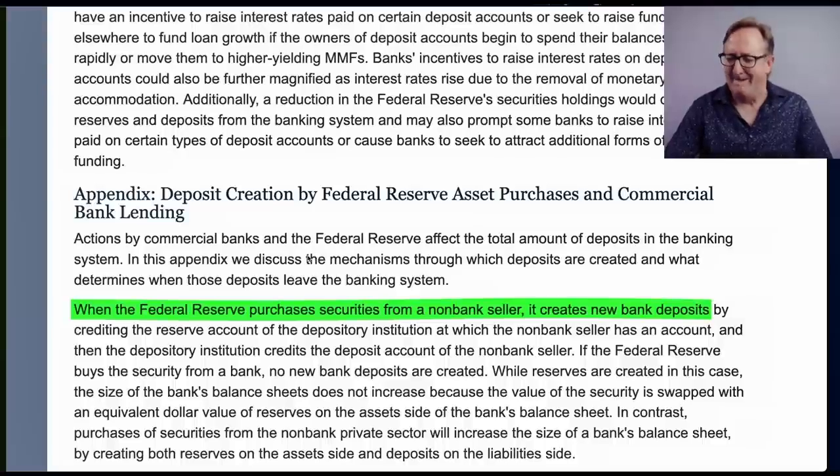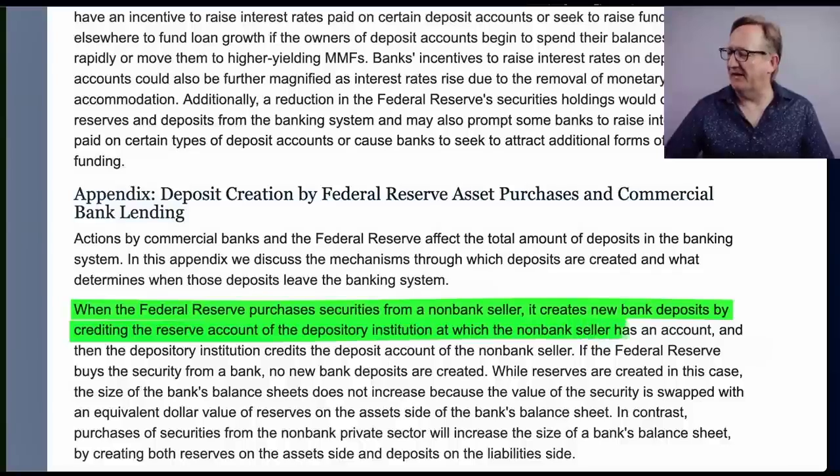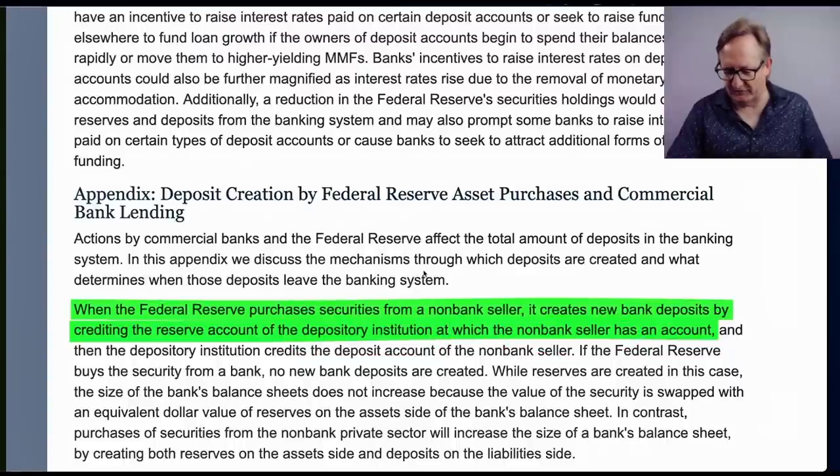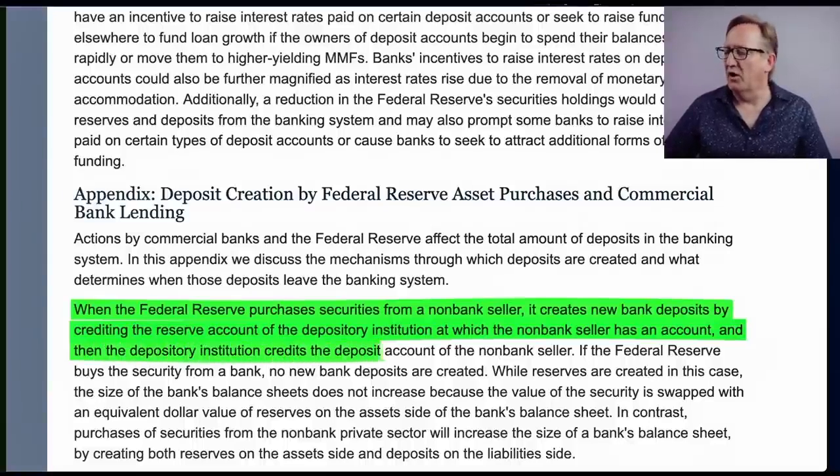But let's go on. Let's see exactly how the Fed creates bank deposits. The way it works is it creates deposits by crediting the reserve account of the depository institution at which the non-bank seller has an account. Okay, so the Fed is crediting the reserve account of the bank at which the non-bank seller has an account. That's how it works. I've explained this multiple times in these videos. Let's continue. And then the depository institution, the bank, credits the deposit account of the non-bank seller.